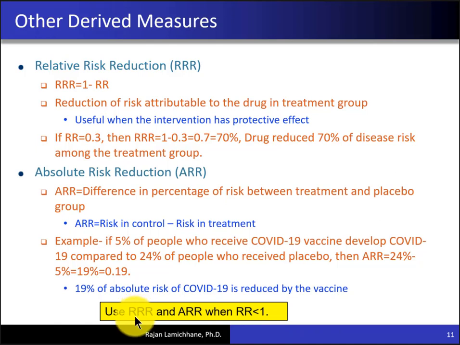It is important that you only use relative risk reduction and absolute risk reduction when relative risk is less than 1. And remember that RRR, or relative risk reduction, is the counterpart of RR, or relative risk, and absolute risk reduction is the counterpart of attributable risk, or AR.